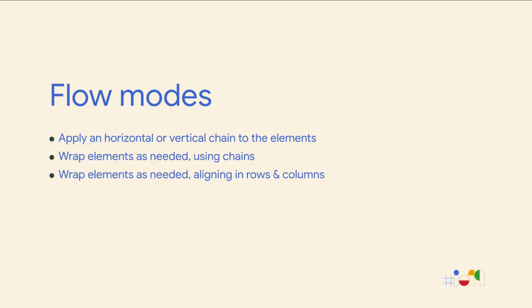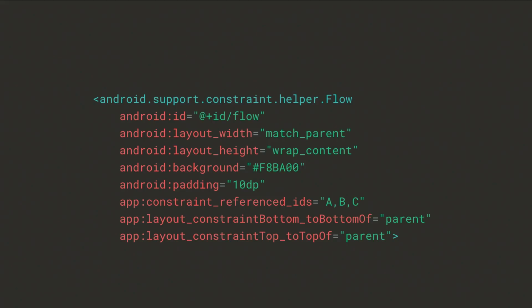Flow supports multiple modes to help you lay out your objects. The first mode is essentially creating a chain for you, either horizontal or vertical. And we can also support different wrap modes. The first one is essentially still using chains as we go along. The other one is doing a little more interesting behavior. So this is what it looks like.